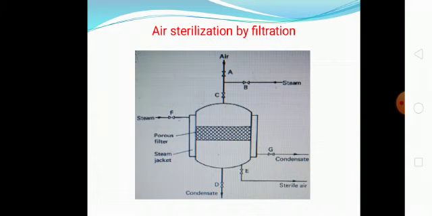Steam will enter into the outer jacket. It will sterilize the chamber, and you open the G. Through G it will go out. So entry and exit point is F and G. Steam sterilization of the outer jacket.